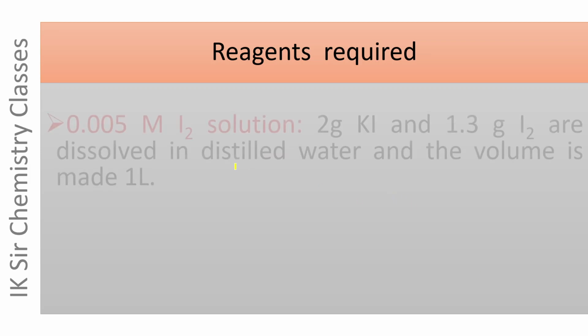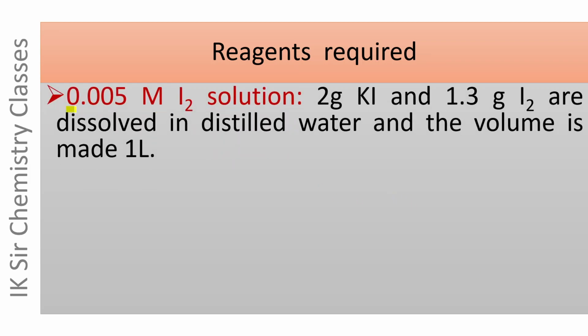Reagents required: 0.005 molar iodine solution is required for the titration. For the preparation of this reagent, 2 gram of potassium iodide and 1.3 gram of iodine are dissolved in distilled water, and the volume is made 1 liter, and thus we get 0.005 molar iodine solution.